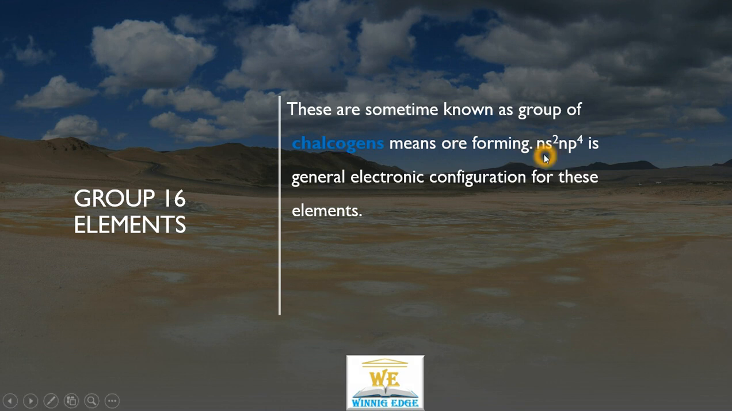The general electronic configuration of group 16 elements is ns2 np4. It has 6 valence electrons.